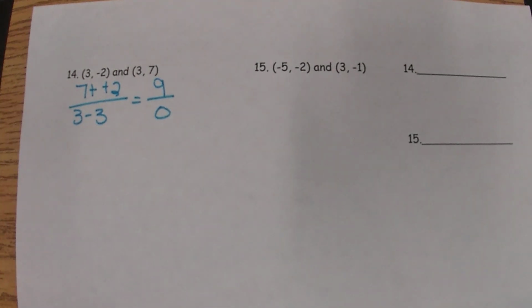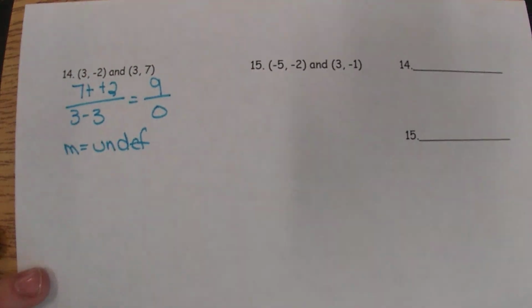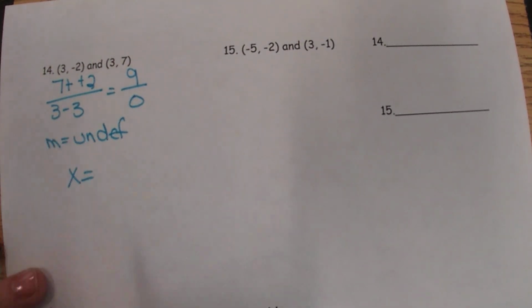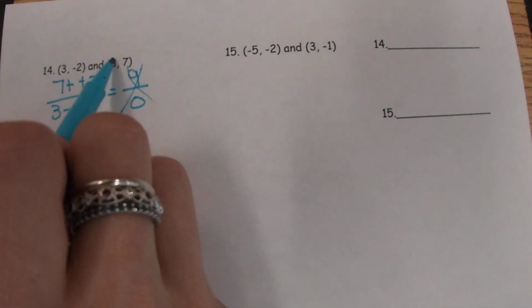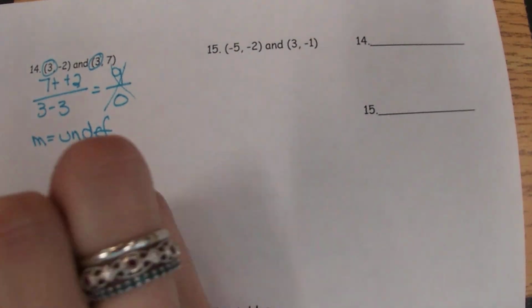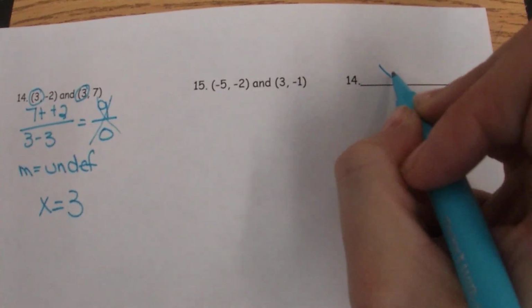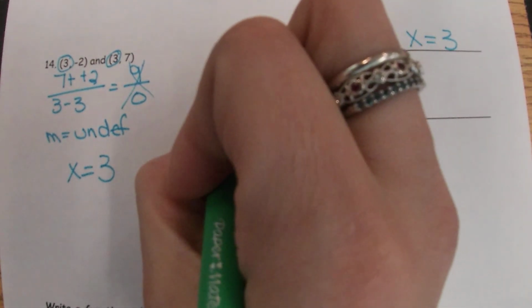Okay, when we get 0 in the denominator, this tells us that our slope is undefined. And as soon as we get an undefined slope, we are putting x equals. This 9 is not the x value. That's telling us something about the slope. The x value is what's up here, sitting in our x value. So our final answer would be x equals 3. Number 15.